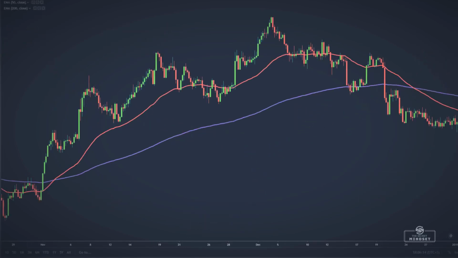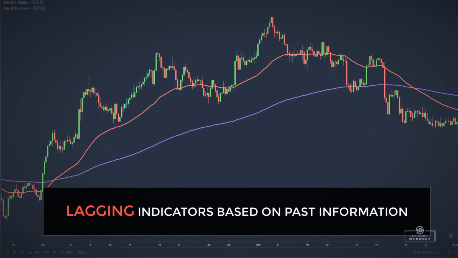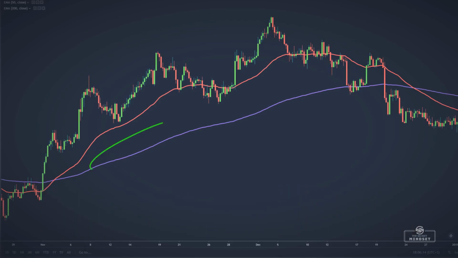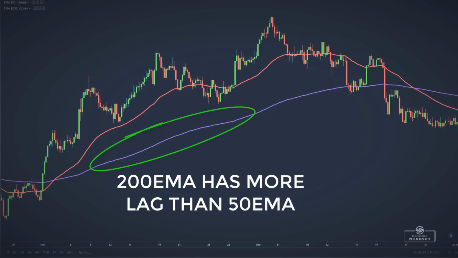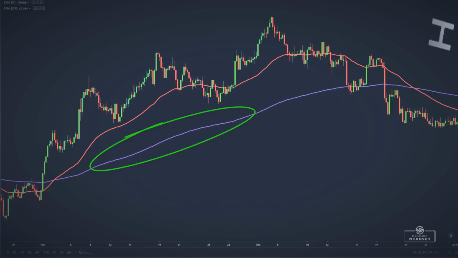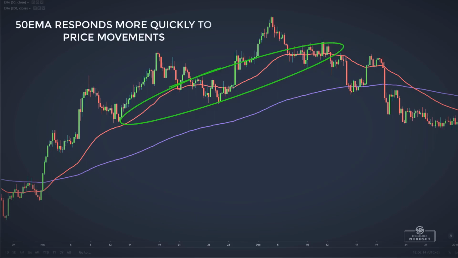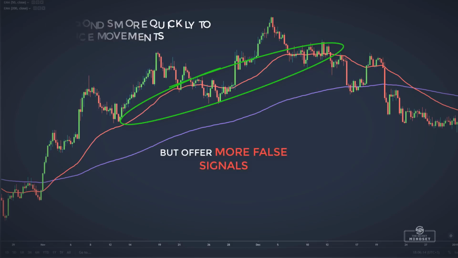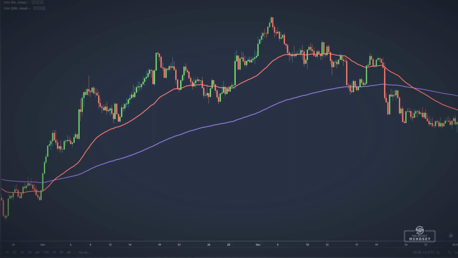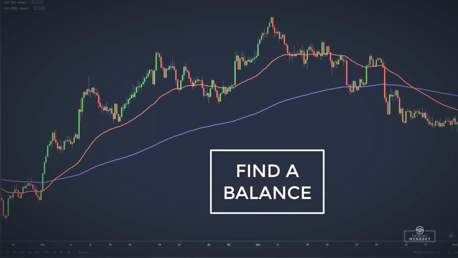Traders must keep in mind that moving averages are lagging indicators as they are based on past information. The 200 moving average will have a much greater lag compared to a 50 moving average because it includes market prices for the past 200 periods. Short-term moving averages respond more quickly to new price changes, but at the same time offer more false signals. So a trader must find a balance when using moving averages.